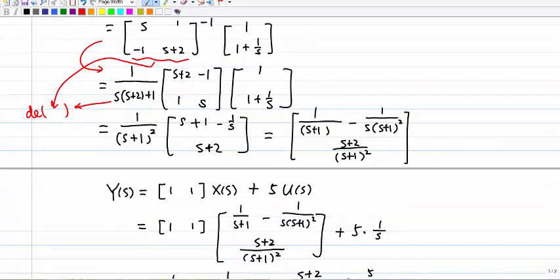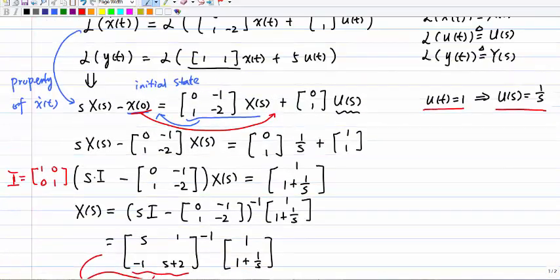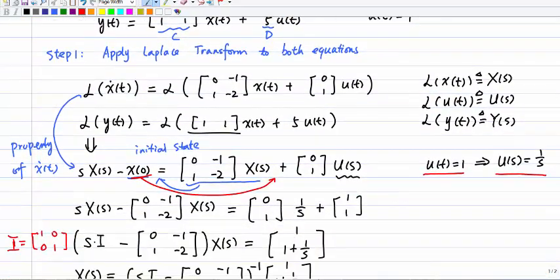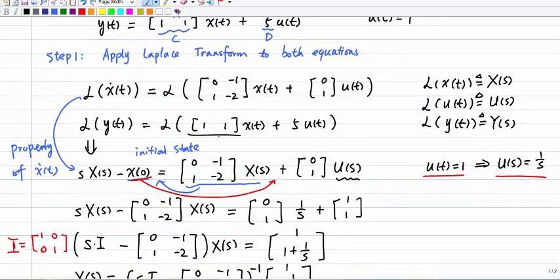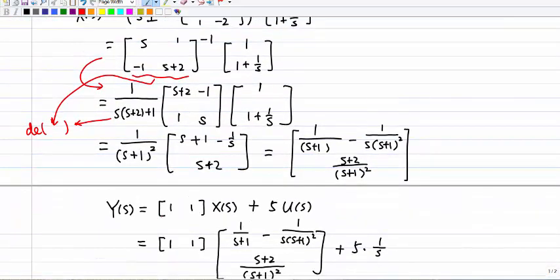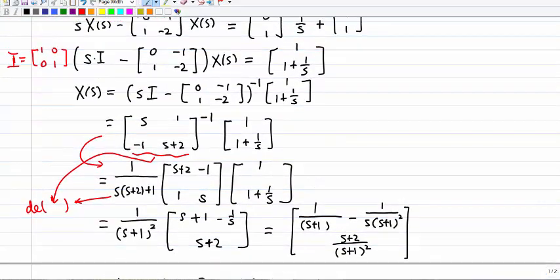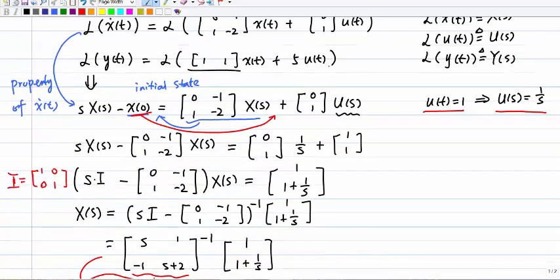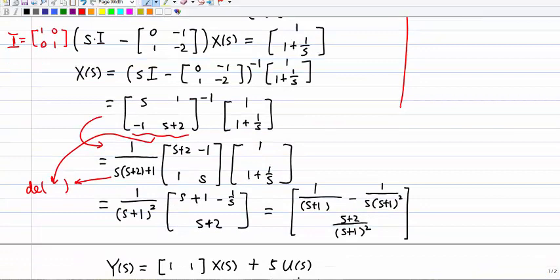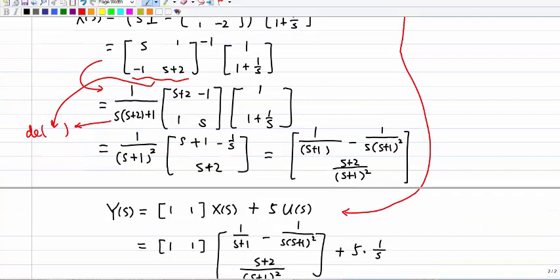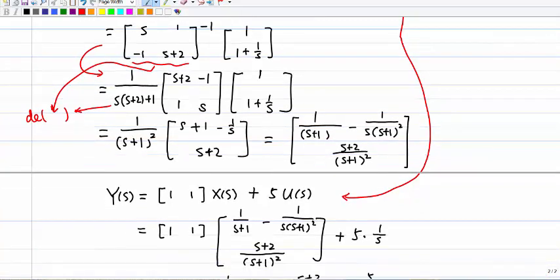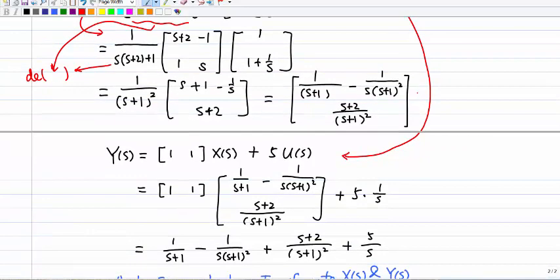And Y(s), if you do the Laplace transform, is just [1, 1] times X(s) plus the D term times U(s). This is coming from here. If you do this Laplace transform all the way down, you get this equation: Y(s) is [1, 1] X(s) plus 5 U(s). Since we already computed X(s) right over here, we just replace X(s) by what we have computed.